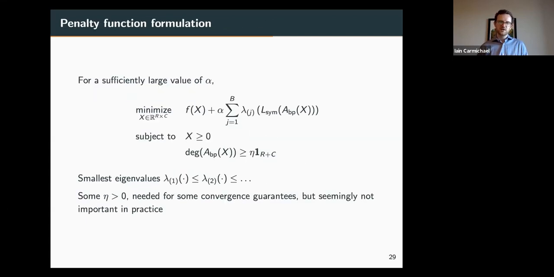Okay, so now we have our eigenvalue penalized problem. And I should say this problem is a little bit tricky because the symmetric Laplacian has some nonlinear terms in it. Remember, the symmetric Laplacian has those square roots of the degrees. So that makes it a little bit difficult to optimize with.